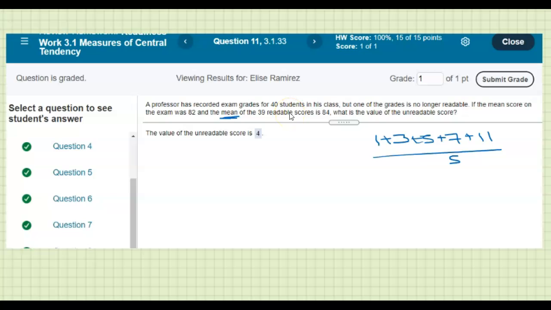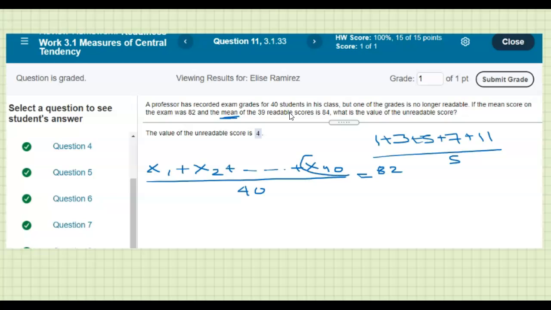He has 40 students. So it's like student 1 plus student 2 plus, too many to list, plus student 40, divided by 40 students. That gives a mean of 82. So he can read all the numbers except for one of them. So maybe say this one is unreadable. He doesn't know what this one is. So we're trying to figure out what it is.